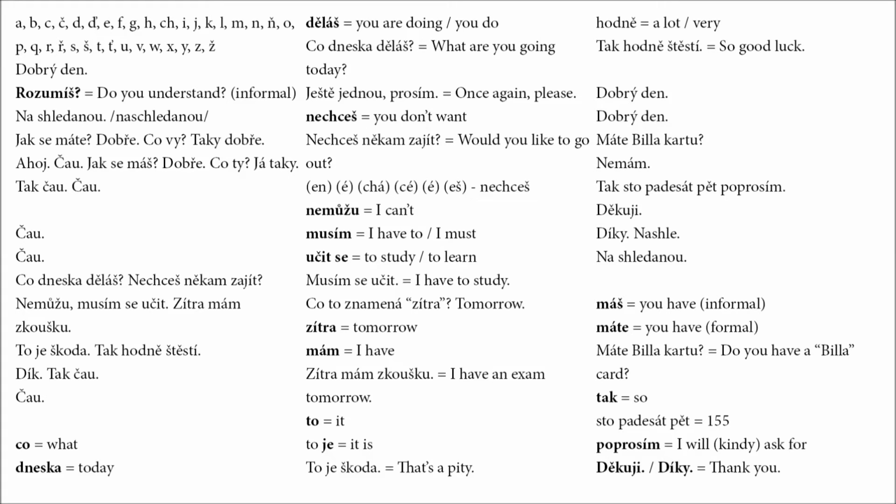And we're adding another sentence. Zítra mám zkoušku. Zítra mám zkoušku. Zítra, perfect. Mám. Zítra mám. Mám. Zkoušku.